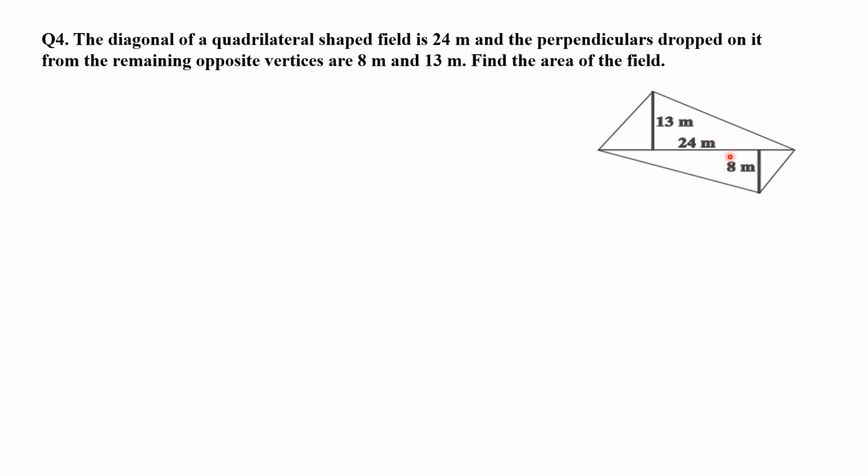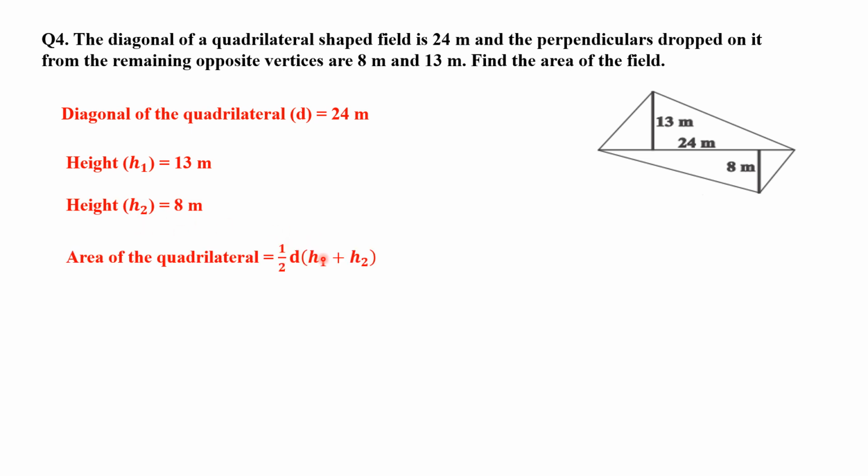So in the beginning of the class only, I have given the area of the quadrilateral formula, right? So I'm going to use that formula over here because I know the measure of the diagonal d as 24 and height as 13 meter and the other height as 8 meter. So I have to just put the values in the formula. So diagonal d is 24, height h1 is 13 meter, height h2 is 8 meter, and this is the area of the quadrilateral formula. So now I'm going to put all the values over here.